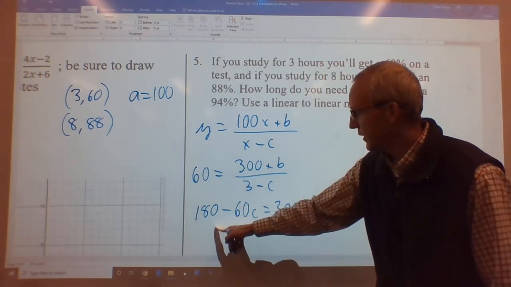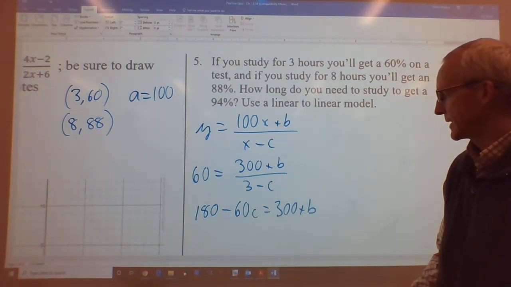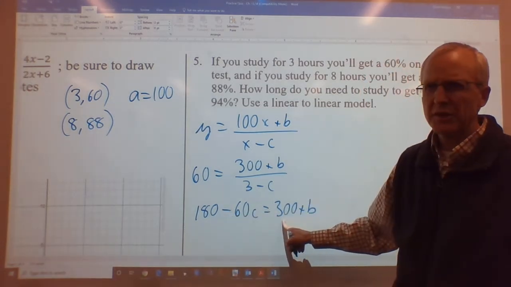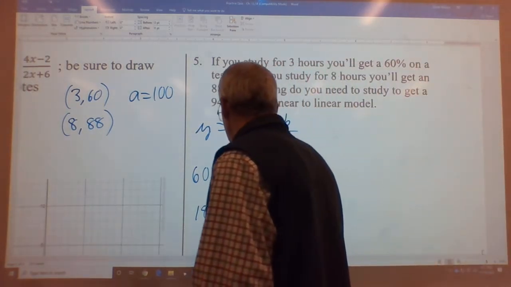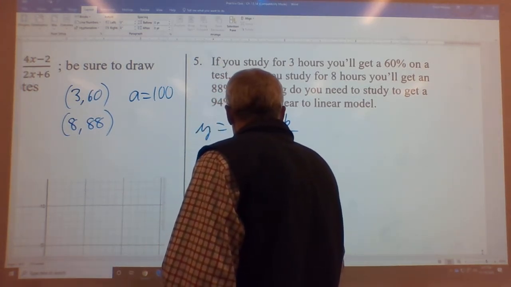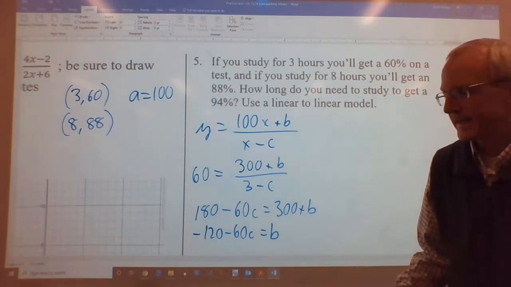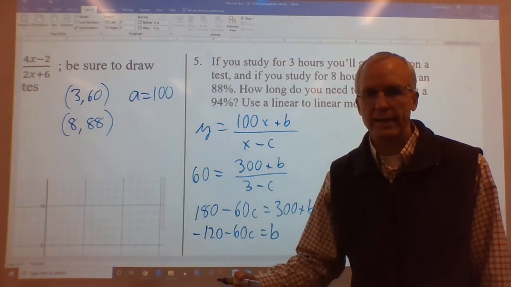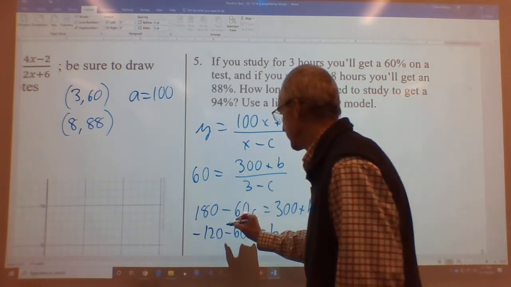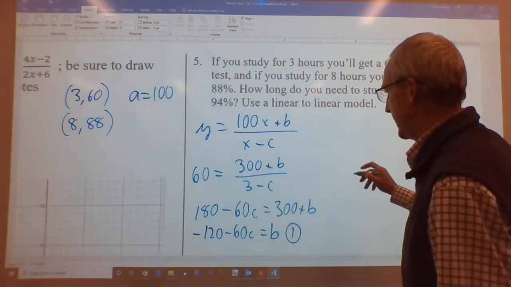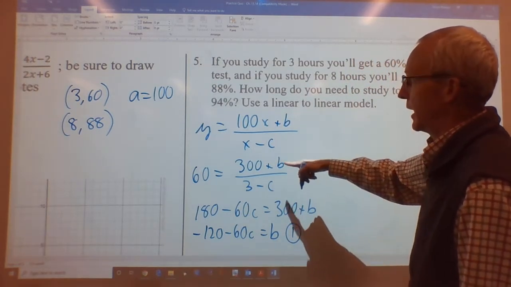Let's take away 300 from both sides. This is going to be all negative. 180 minus 300 is negative 120. So negative 120 minus 60c is equal to b. It always works nice if you just get whatever b is equal to, and then you can set those two things equal and find c. So there's one equation for b. Let's call that 1 here. And now we get the other one.